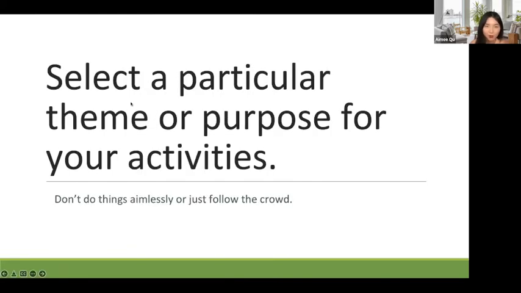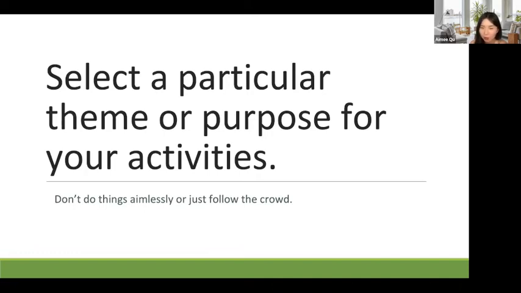Last but not least, you want to select a particular theme or purpose for your activities. Oftentimes students can't do this in grade 9. That's completely fair because they're still exploring their different options. Maybe they're not even sure what they want to study in the future. But by a certain point, you should have a clear idea of at least what general area you want to be in. Is it STEM? Is it biology? Is it engineering? Is it coding? And then you should focus your activities based on whatever that interest is.